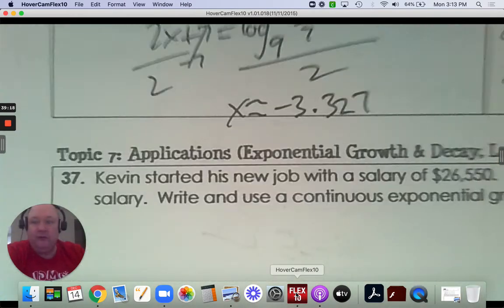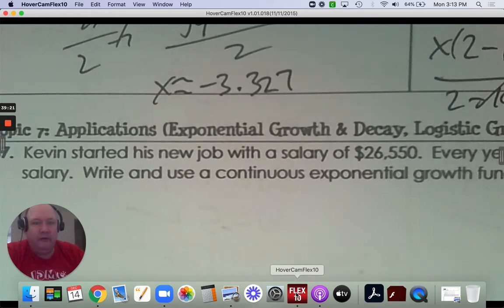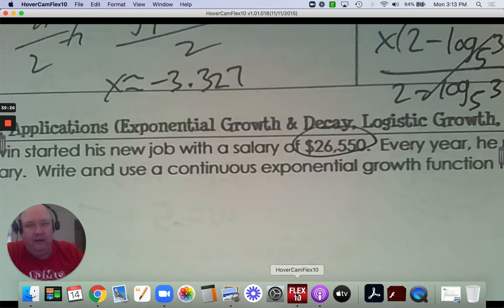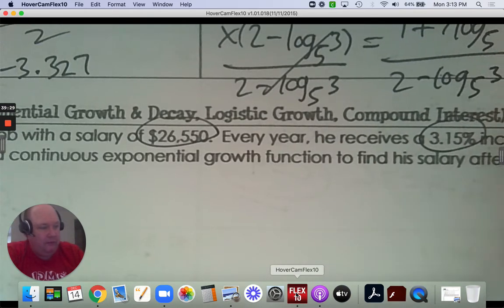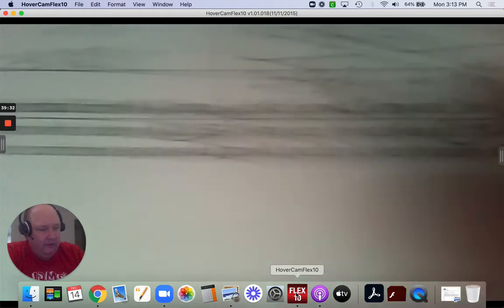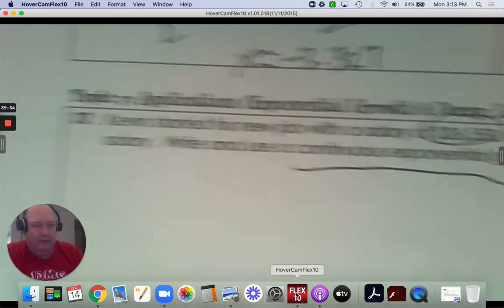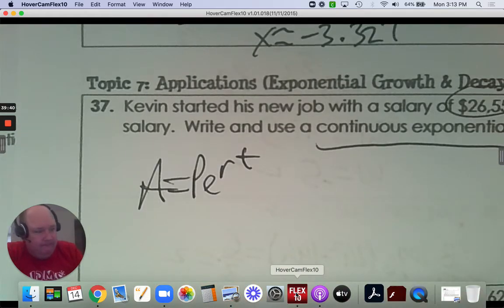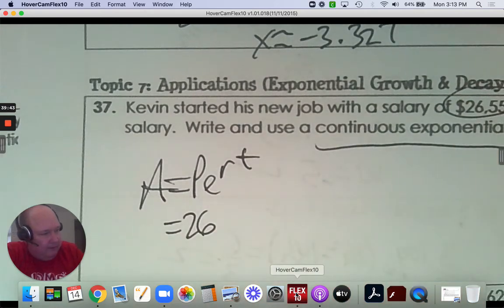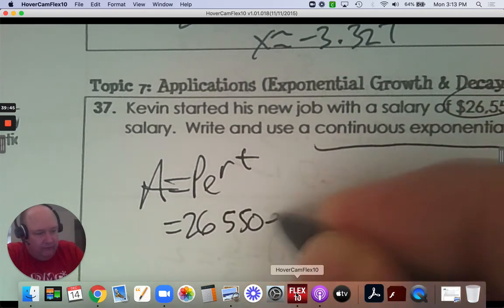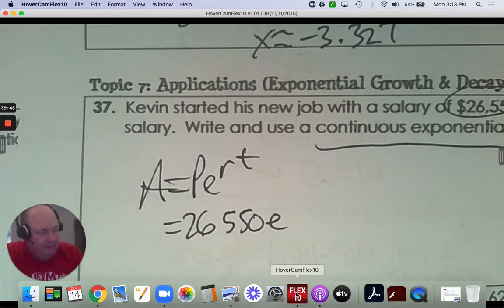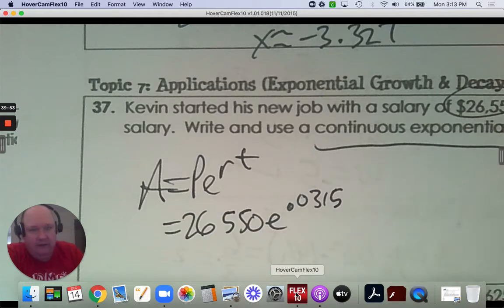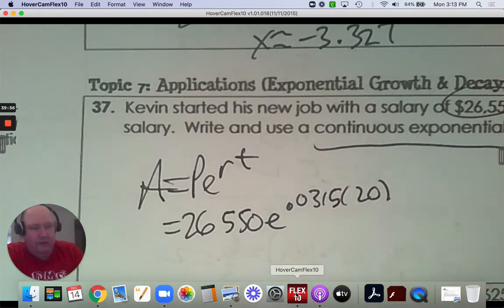All right, number 37. Kevin started his new job with a salary of $26,550. Every year, he receives a 3.15% increase, right? And use a continuous exponential growth function. So that's what this is. And then the information: his salary to begin with is $26,550. The interest rate, or the percent increase as a decimal, will be 0.0315. And then after 20 years, and then use your calculator.